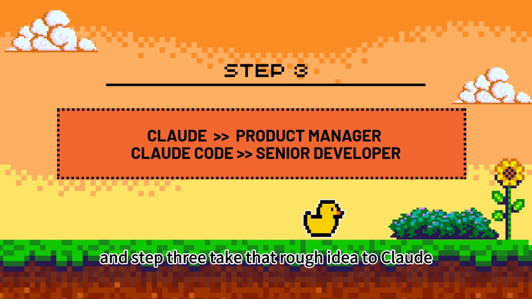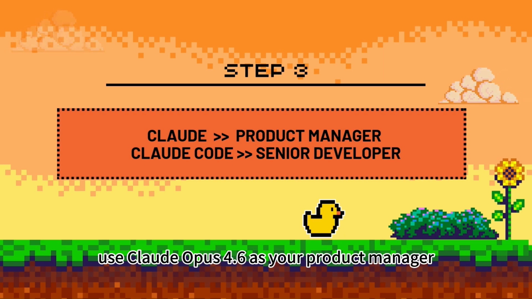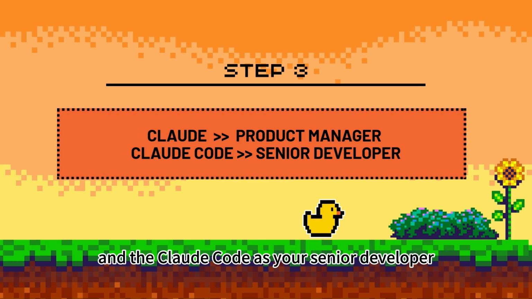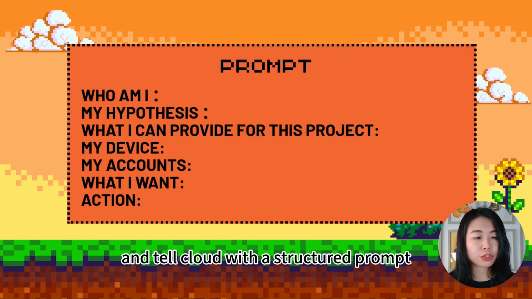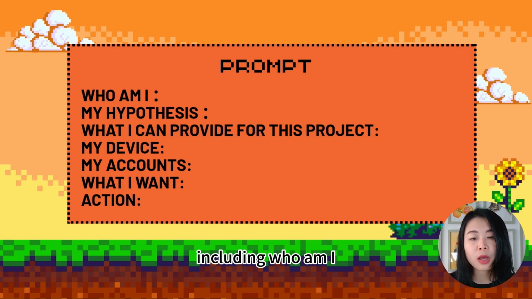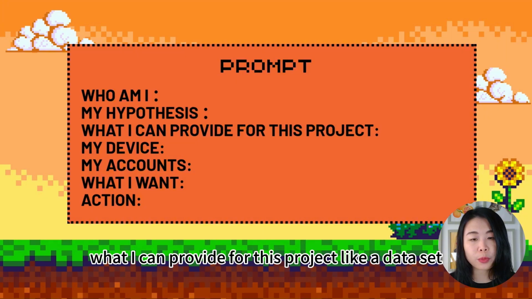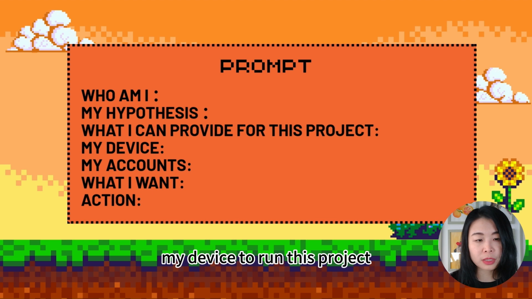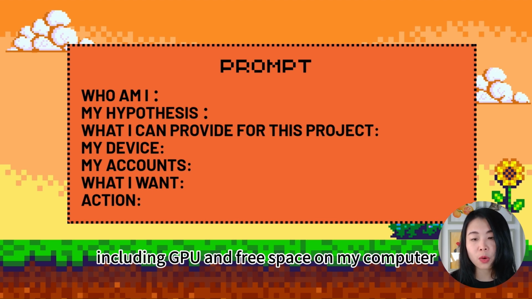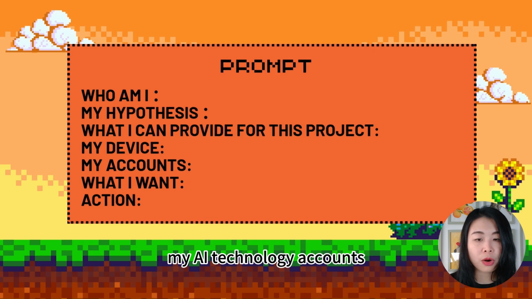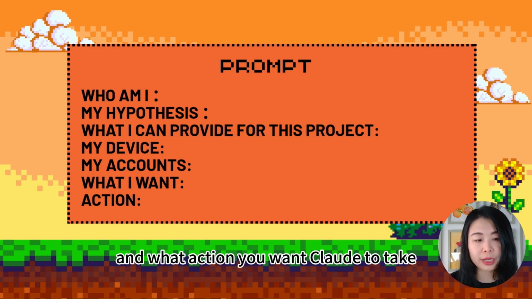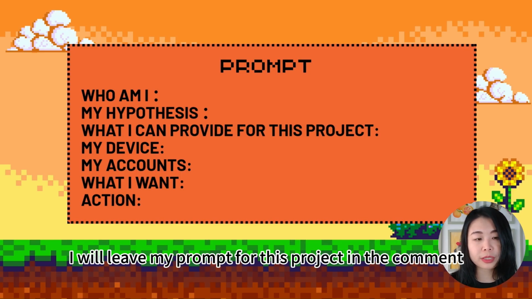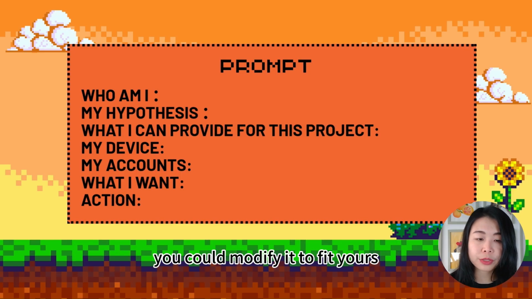And step 3. Take that rough idea to Claude. Use Claude Opus 4.5 as your product manager and Claude Code as your senior developer. And tell Claude with a structured prompt, including who am I, what is my hypothesis, what I can provide for this project, like a dataset, my device to run this project, including GPU and free space on my computer, my AI technology account, what I want from this project, and what action you want Claude to take. I will leave my prompt for this project in the comments. You could modify it to fit yours.